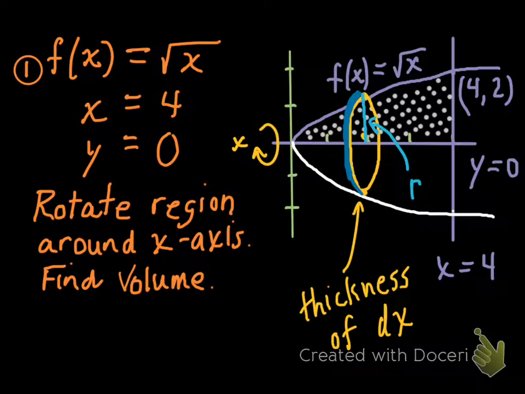How do I figure out that radius length? I'm going to go top curve minus bottom curve. The purple curve is the top curve, denoted by root x. The bottom curve is 0. So for each circle, the radius can be found by going root x minus 0, or simply root x.